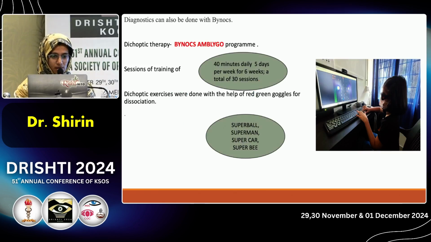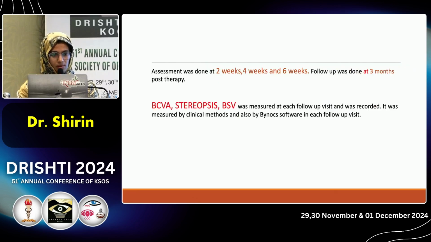Diagnostics can also be done with the Binocs software, and dichoptic therapy was done with Binocs Amblygo program. We gave sessions of training of 40 minutes daily, 5 days per week for 6 weeks. That included a total of 30 sessions, and we used red-green goggles for dissociation, and the games given were Super Ball, Superman, Supercar and Super B. Assessment was done at 2 weeks, 4 weeks and 6 weeks after starting therapy, and a follow-up was done at 3 months post-therapy. BCVA, stereopsis and binocular single vision were recorded.